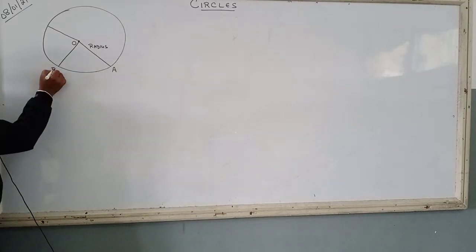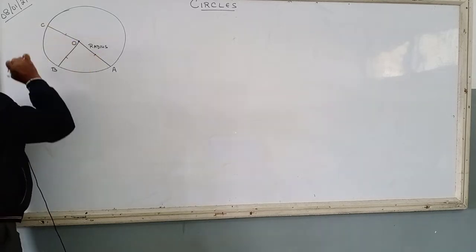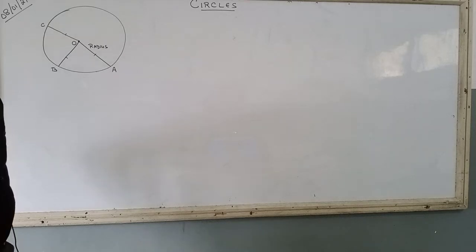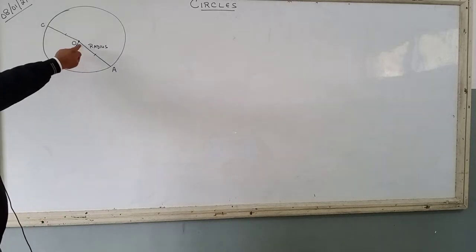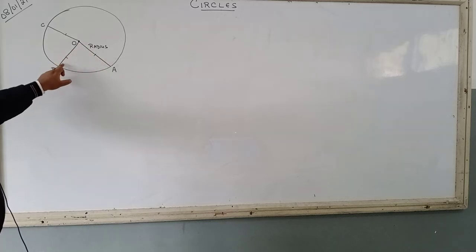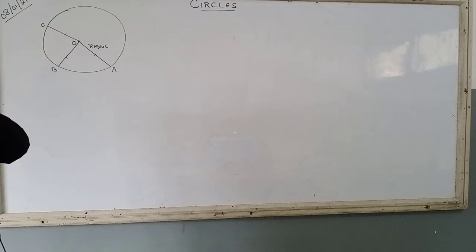Correct? This is the point B. This is point C. So OA, OB, OC, they are all going to be equal in length. That is the radius of a circle. The line segment joining center to a point on the circle.